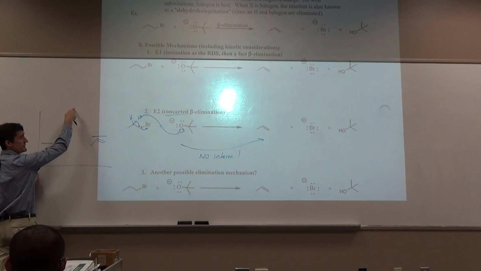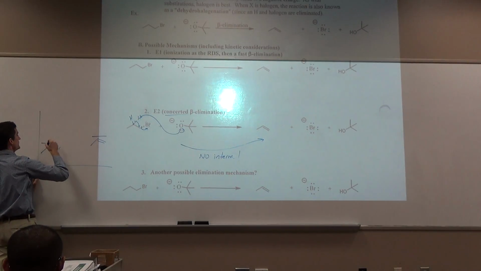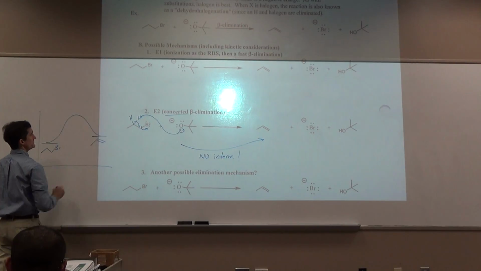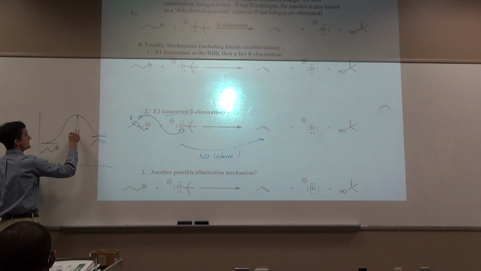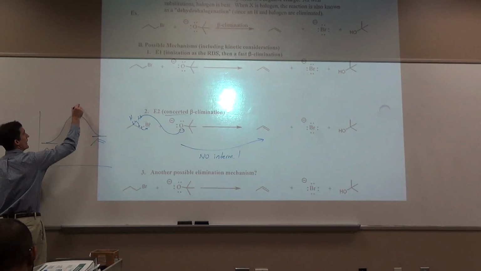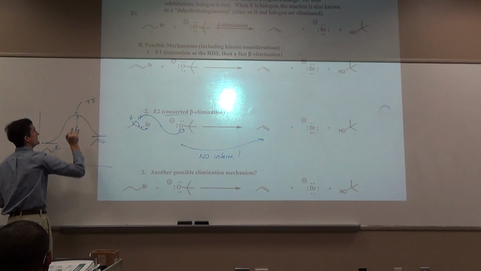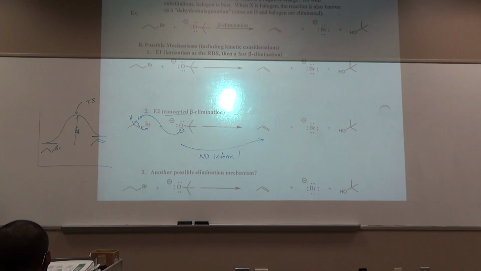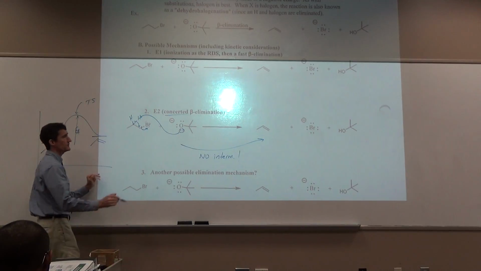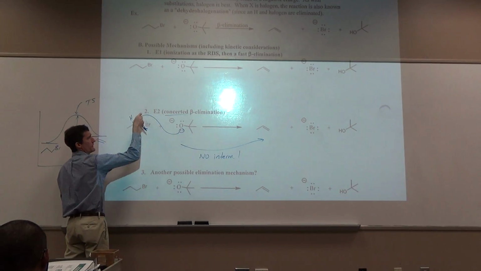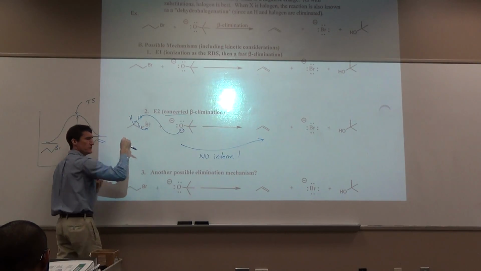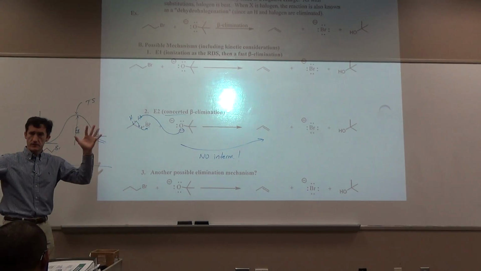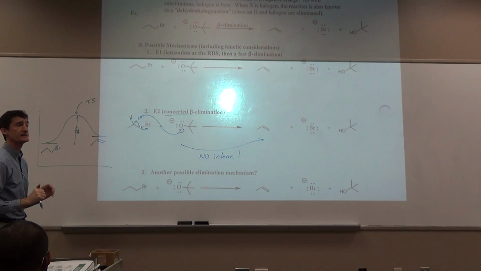Do we have any intermediate? No, there's no energy well here. It's just a transition state. So it's boom. And this is your activation energy, right? And this is your transition state. What does the transition state look like? I'm not going to draw it, but it's where this bond is forming, this bond is breaking, and this bond is breaking. So it's lots of partial bonds, all happening at the same time.